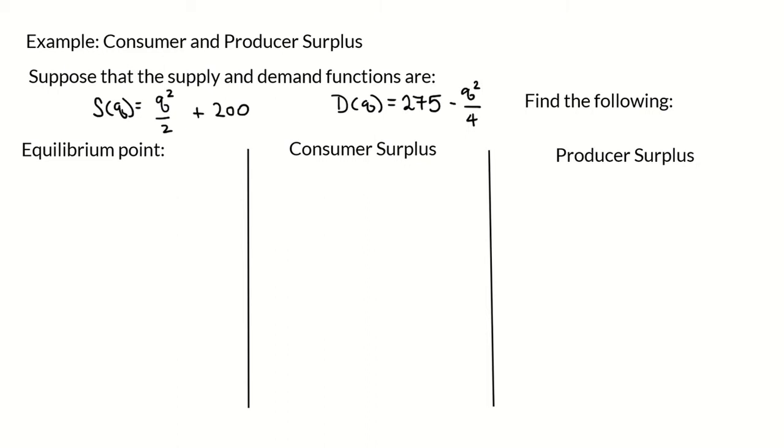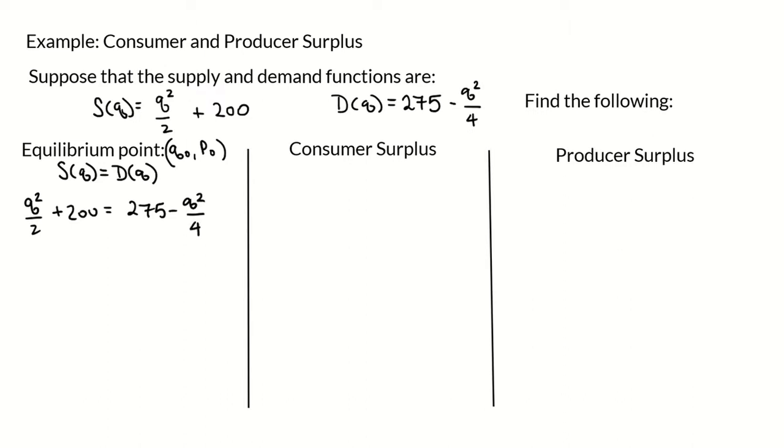So the equilibrium point is that point Q0, P0. And to find this, we're going to think of our supply and demand as a system of equations, and we're going to set supply at Q equal to demand at Q. Set the two functions equal to each other and get Q squared over 2 plus 200 equals 275 minus Q squared over 4.